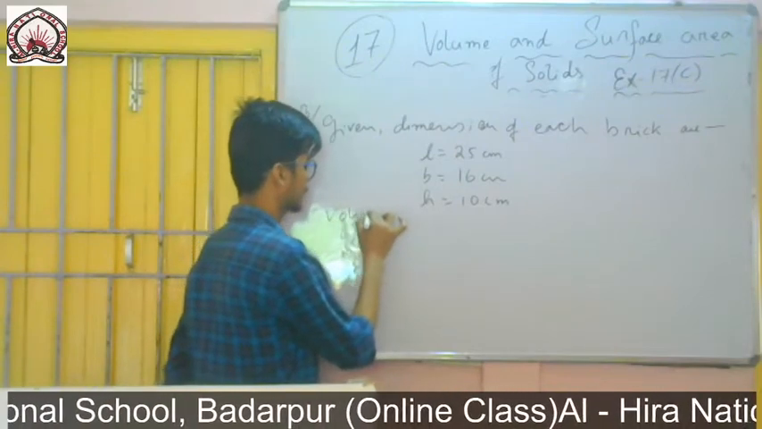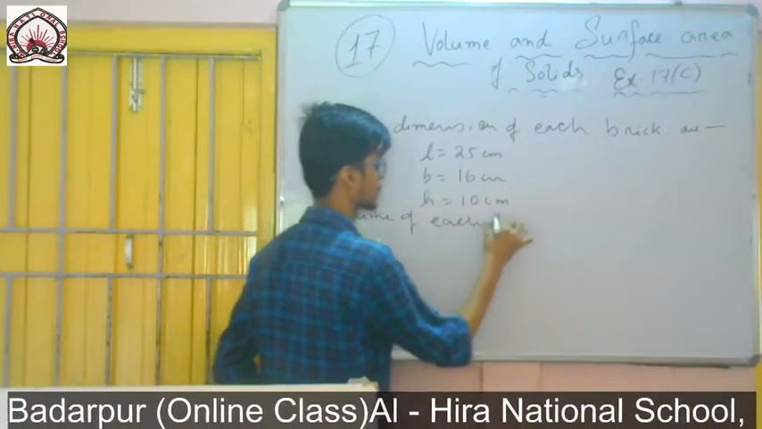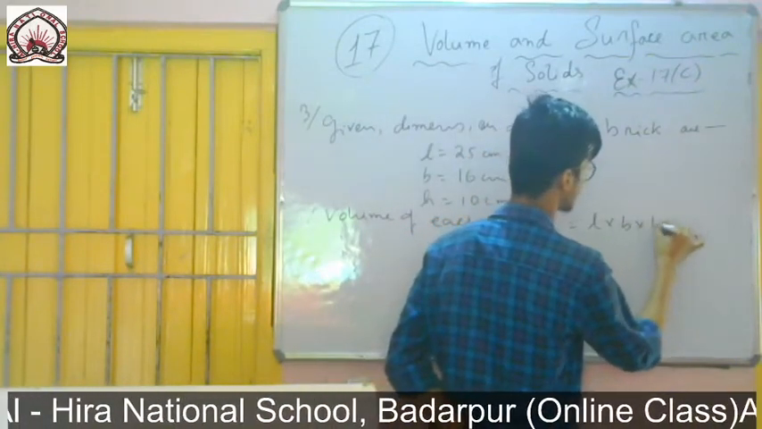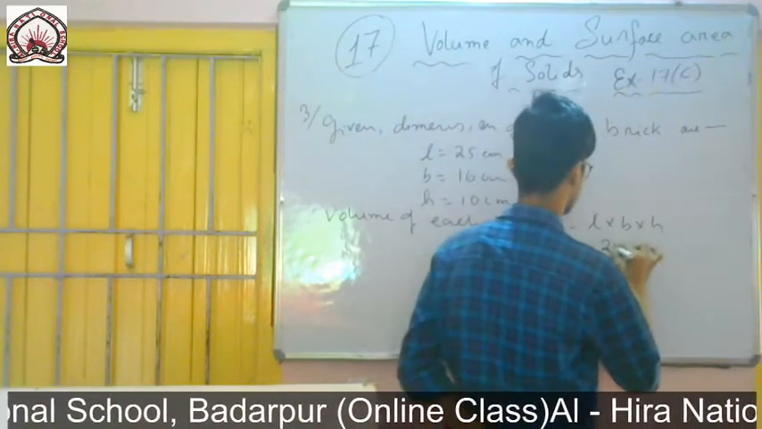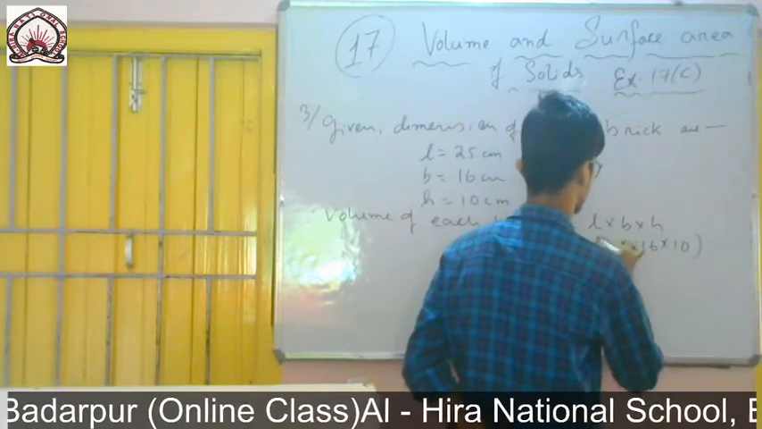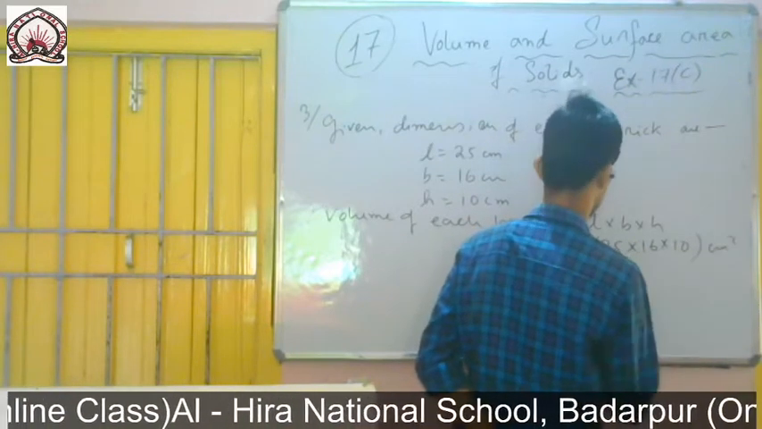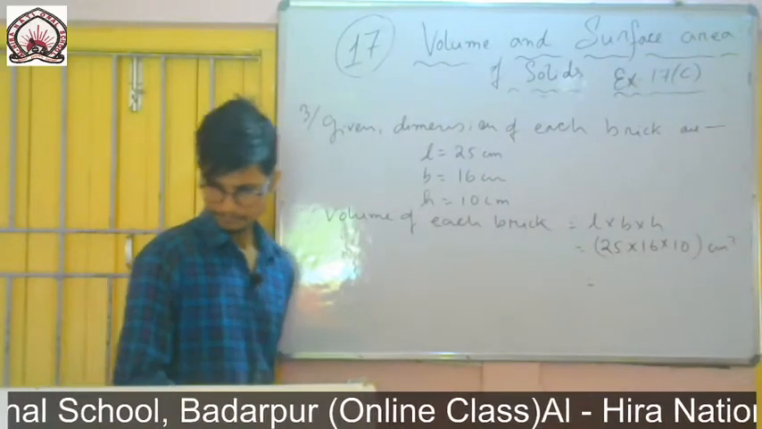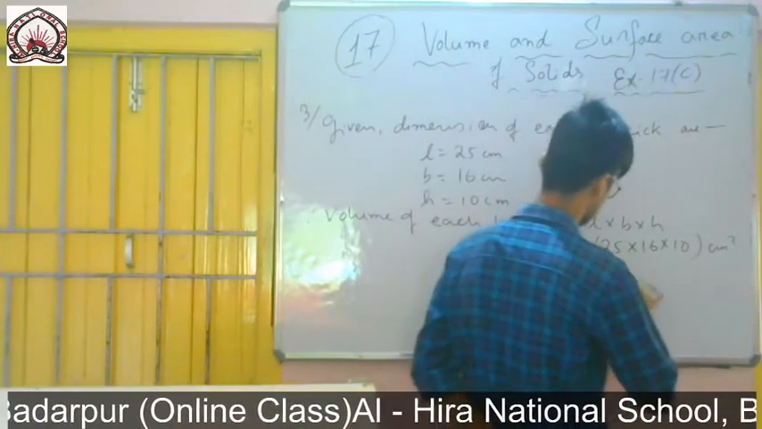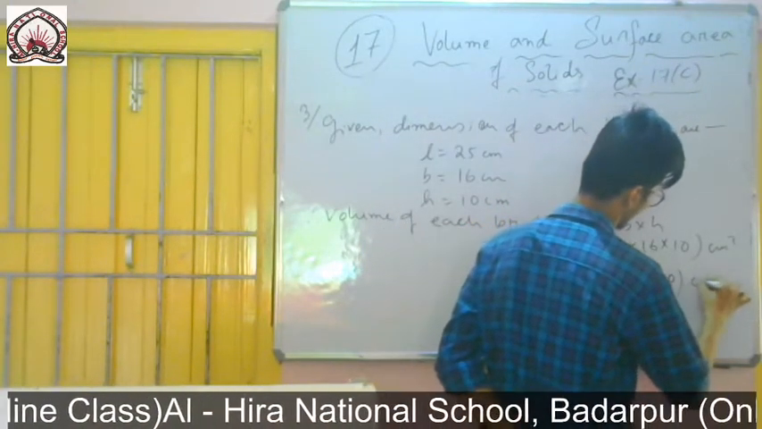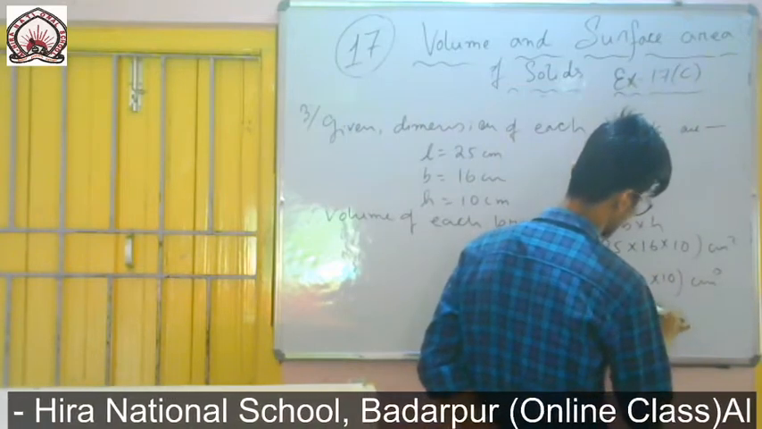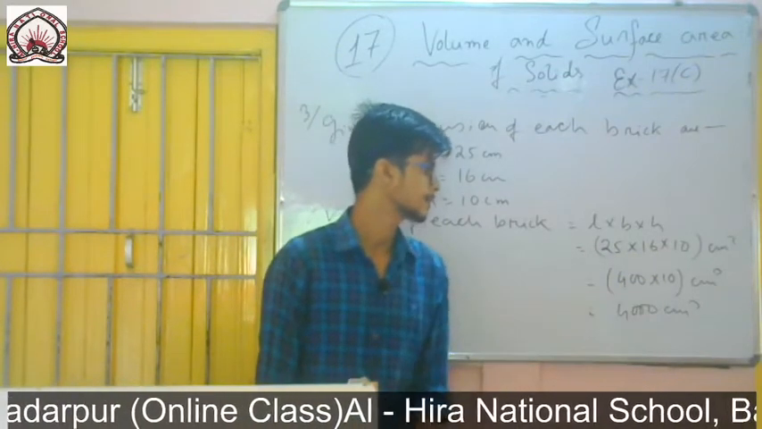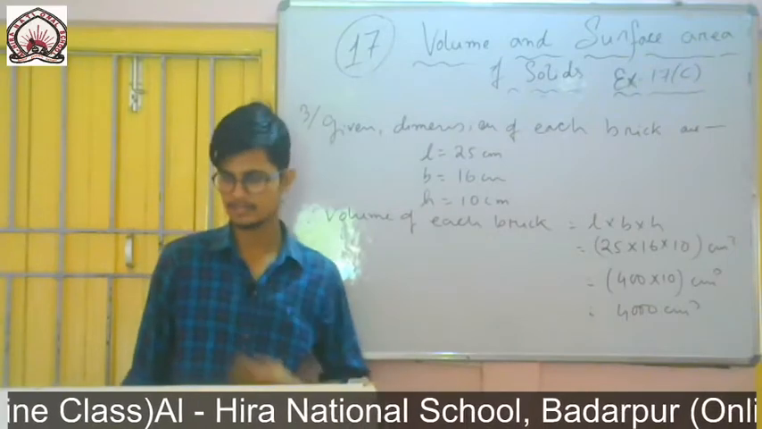Therefore, volume of each brick is equal to length into breadth into height. Here length is 25 into 16 into 10. Unit will be centimeter cube. 25 into 16 is 400, into 10, which is equal to 4000 centimeter cube.